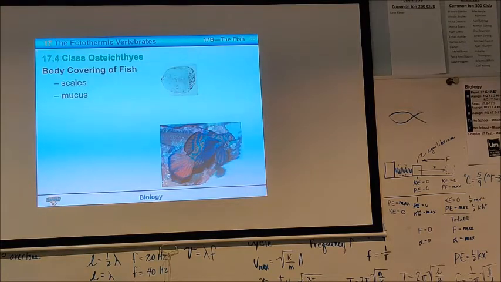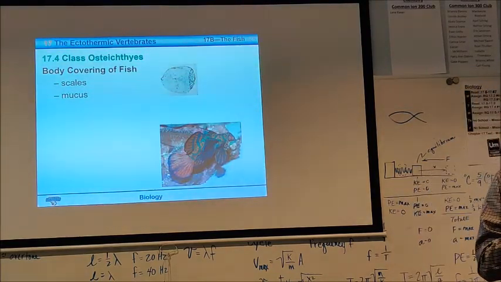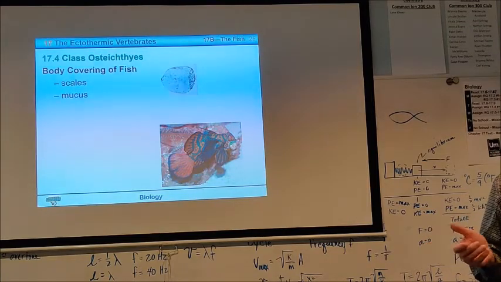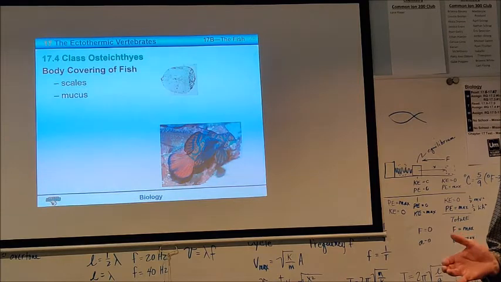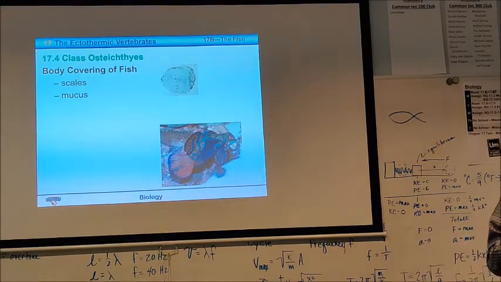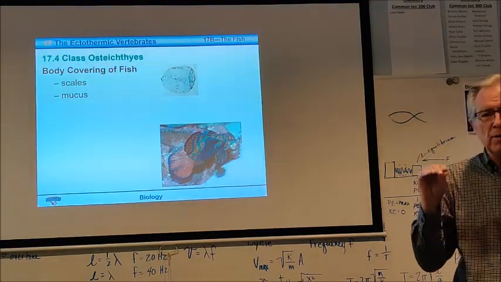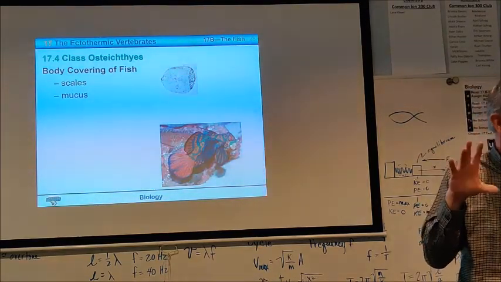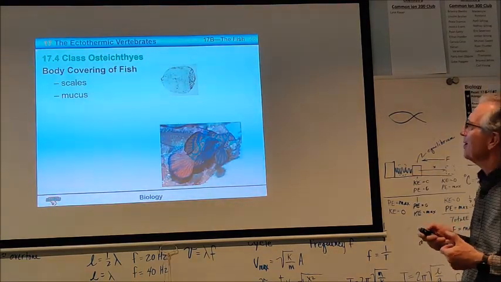So they have scales. They are covered with mucus. A lot of people call that fish slime, but it's actually mucus. It helps them glide through the water. It protects them from infections and things like that. And probably for protection too, because if a predator doesn't get a good grip on them, they're just going to get a mouthful of slime as they slide away.